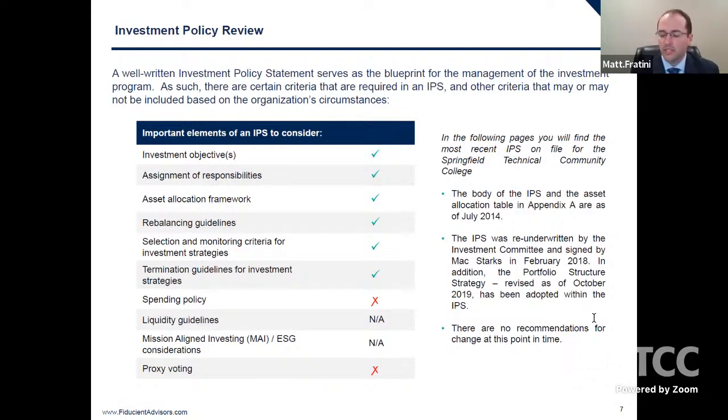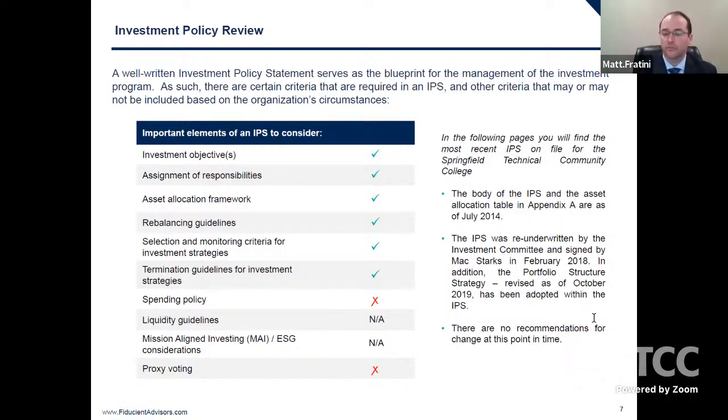So these are some of the key areas that we look at, that all IPSs really we think should have, whether it be investment objectives, really outlining the roles and responsibilities, selection, monitoring, and termination criteria for your managers. So you'll see those sections all have green check marks. You'll see 2 items that are not checked off in green. They have red X's there: a spending policy and also proxy voting.